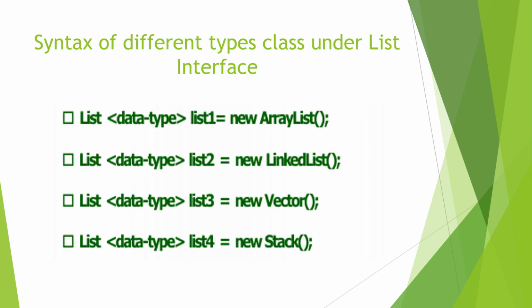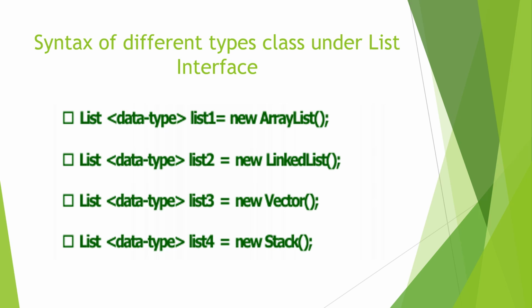These are the different types of syntax which are used during the implementation of list interface. If I am using the class array list, the first one will be the syntax for the array list, where the first List with a capital L is the interface name, then the data type is written over here. Whenever we execute any program related to this list interface, the data type's first letter will always be in capital.